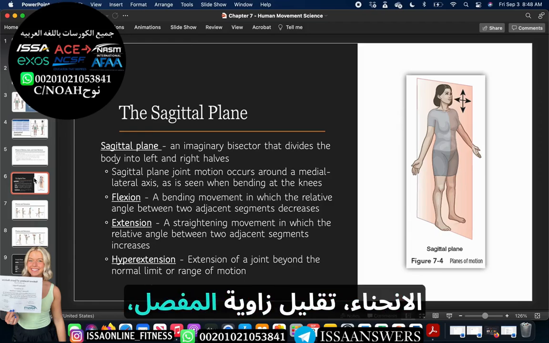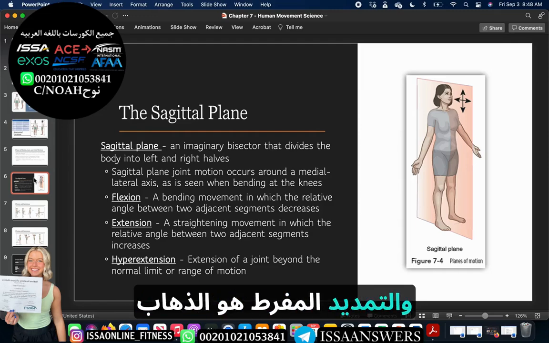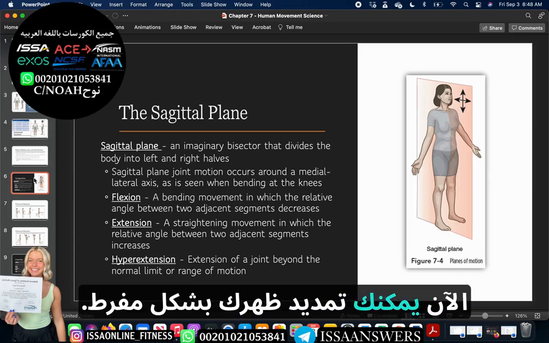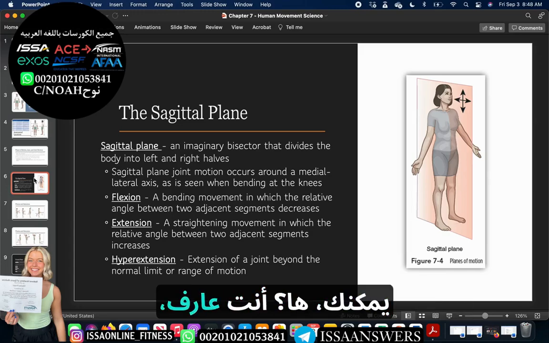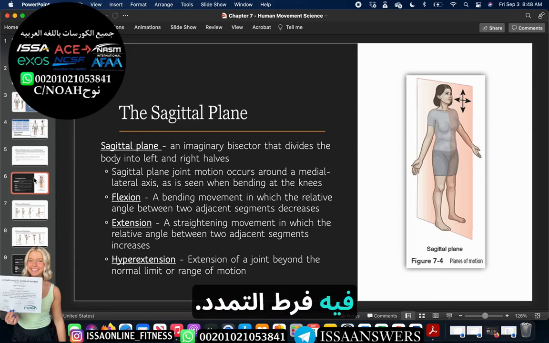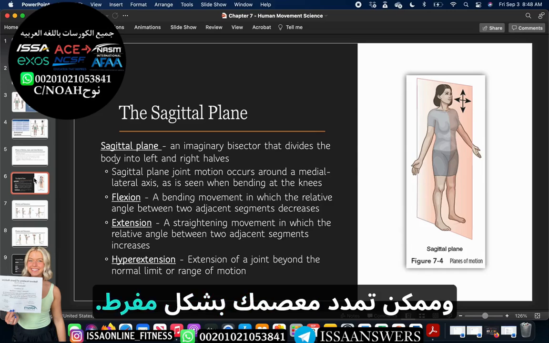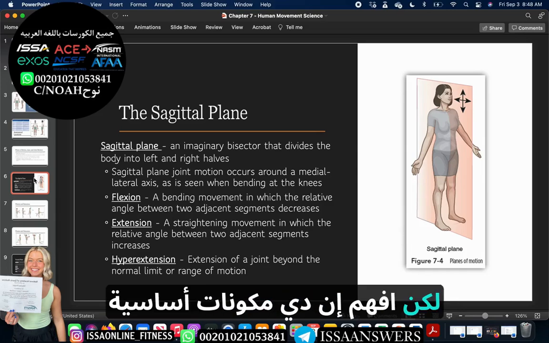Flexion, decreasing the joint angle. Extension, increasing the joint angle. And hyperextension is extending beyond the normal capabilities. Now, you can hyperextend your back. You can, and with injury, a lot of times that's usually where hyperextension can occur. But you can hyperextend your elbows. You can hyperextend your wrists. There's a lot of things that you can do to work with that. But understand that those are key components to that.